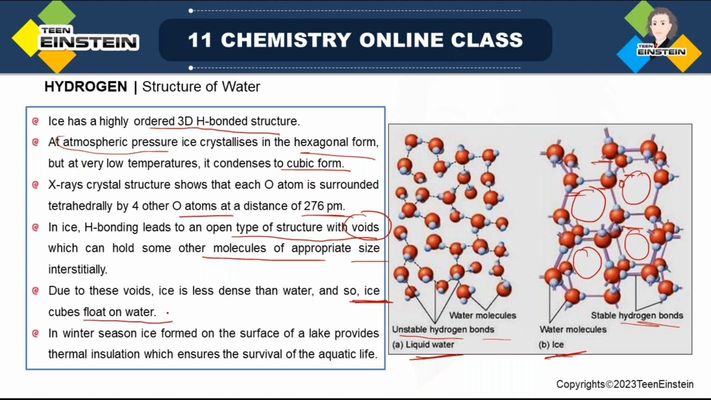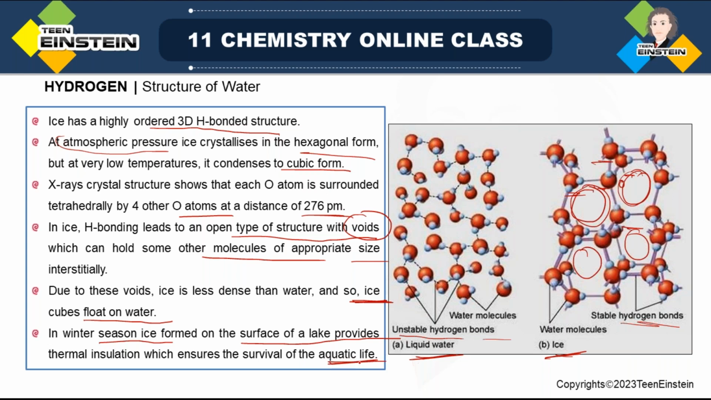We know ice cubes float on water, but what is the reason behind it? It must have lesser density because more void, more volume, is present. Fine. Now this also has some biological importance. Because of this characteristic feature, in the winter season, the ice that is formed on the surface of lakes in cold regions acts as a thermal insulation. How is it providing the insulation? Basically, the air that is packed in these voids acts as the insulator, and it ensures the survival of aquatic life.